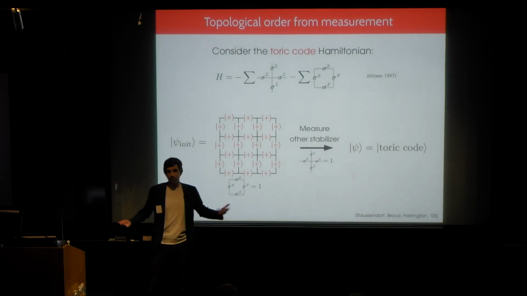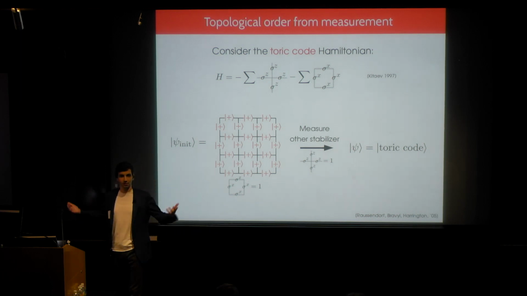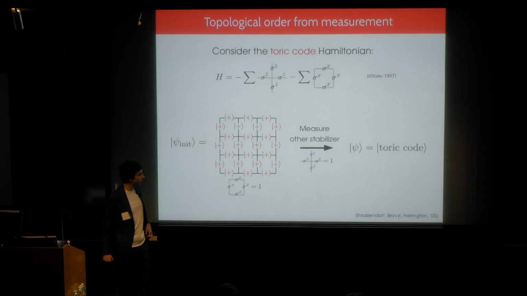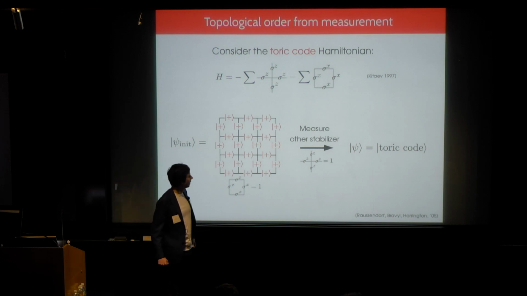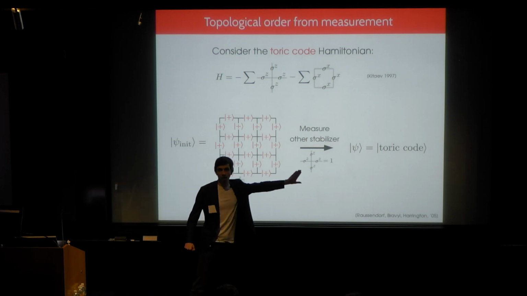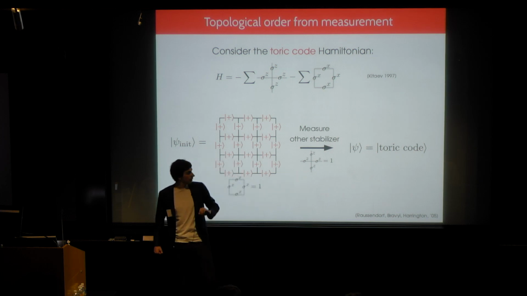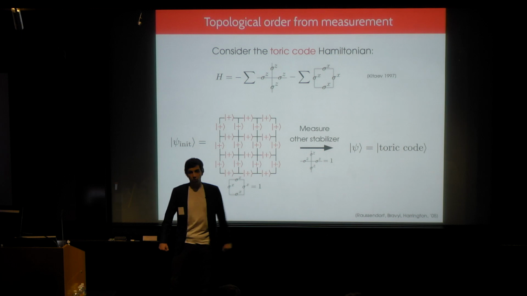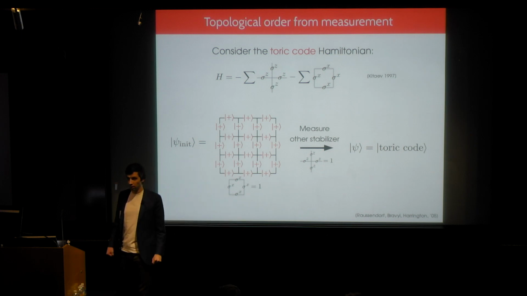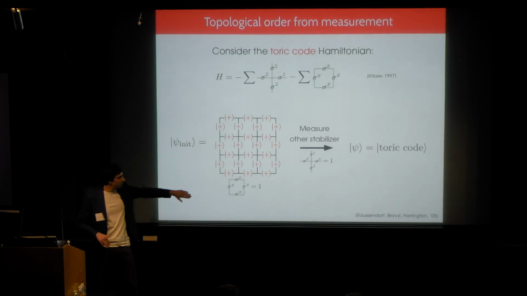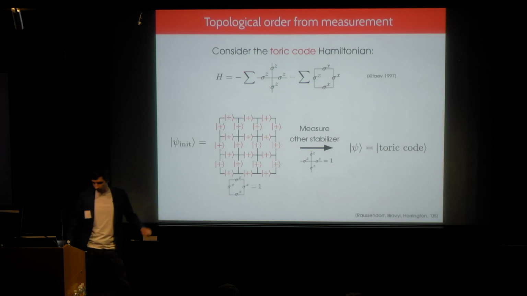And of course, measurement projects you into an eigenstate. That's almost the definition of a measurement. And if the measurement outcome is 1, there are two possible eigenvalues, you can show that it uniquely gives you the Toric code state. And you can do that all at once because they all commute. You can check it, you can work out the details. But of course, measurement is random.